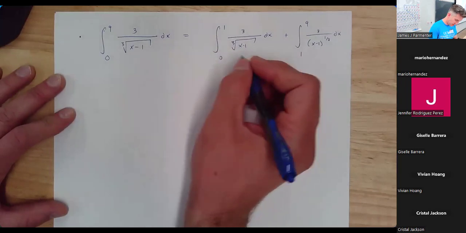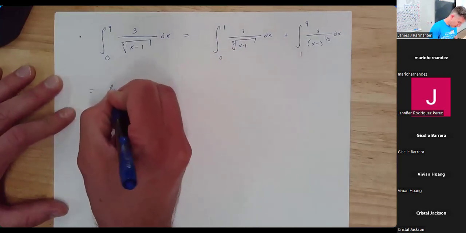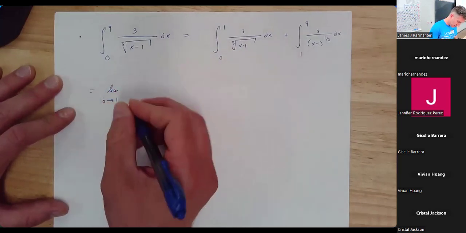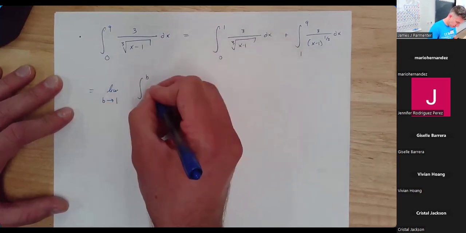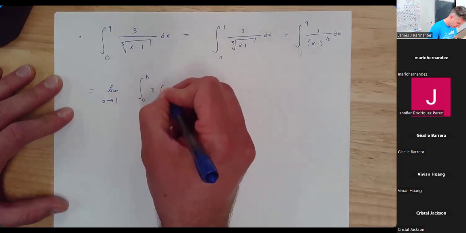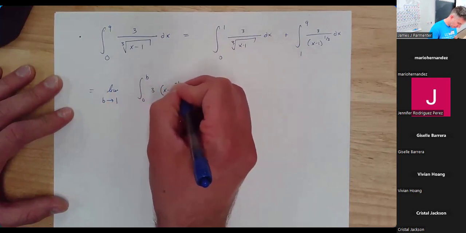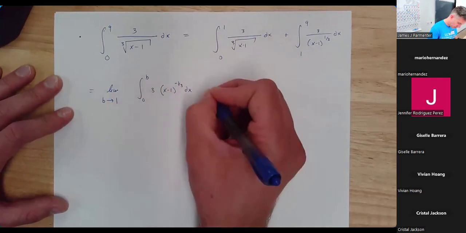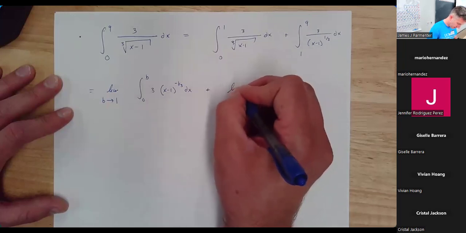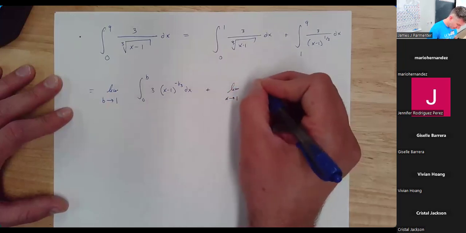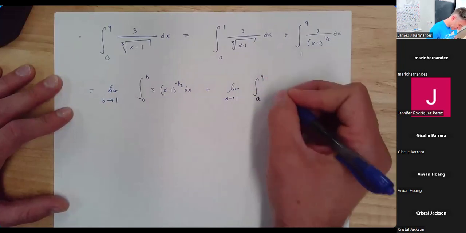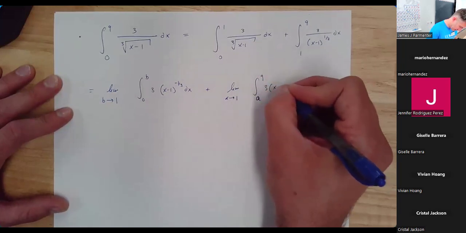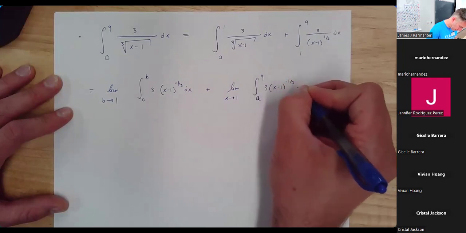So here, the first part is going to be the limit as b approaches 1 of the integral from 0 to b. And I'm going to write this as 3 times x minus 1 to the negative 1/3 power, plus the limit as a approaches 1 of the integral from a to 9 of 3 times x minus 1 to the negative 1/3 power.